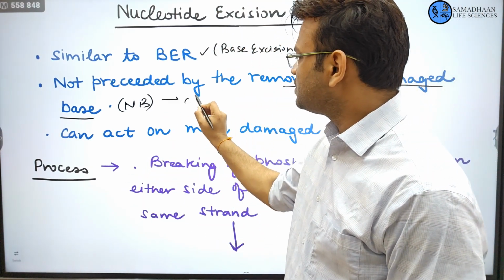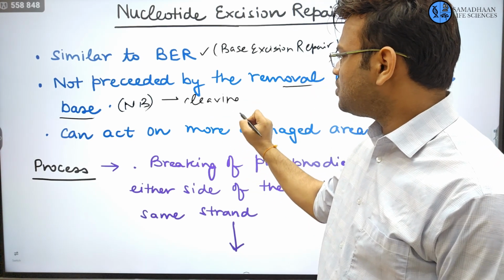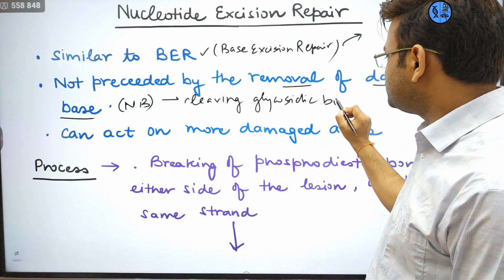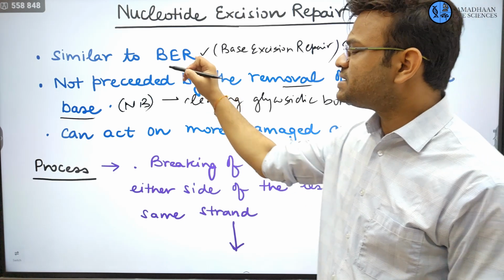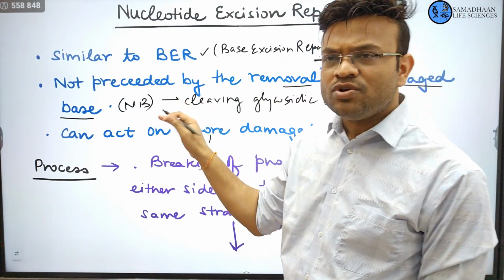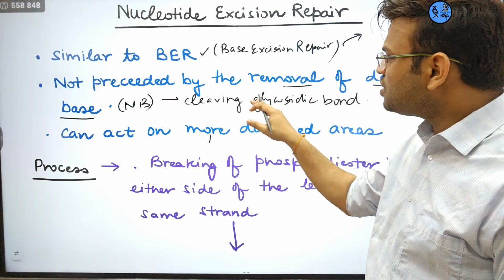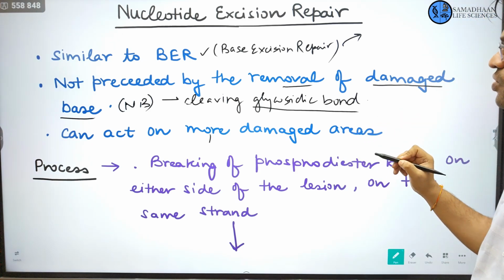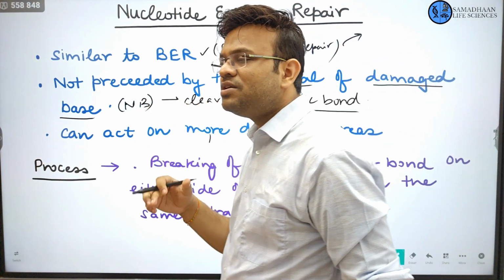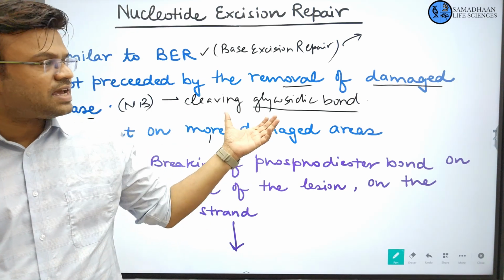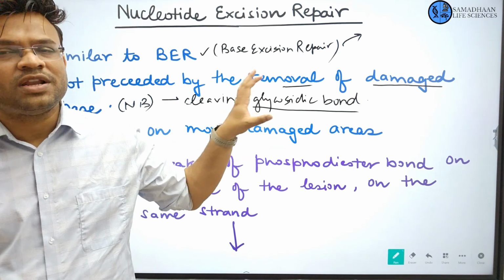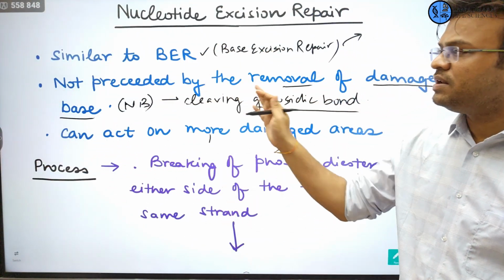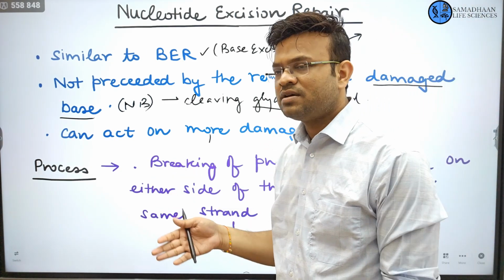by cleaving off the glycosidic bond. So this was done in case of base excision repair, but in nucleotide excision repair you would not do this. In nucleotide excision repair, the glycosidic bond is not broken and the damaged base is not removed initially, just like in base excision repair. This was the phenomenon of base excision repair, but in nucleotide excision repair this process is not done. What is done? We would be seeing that in just a few minutes.